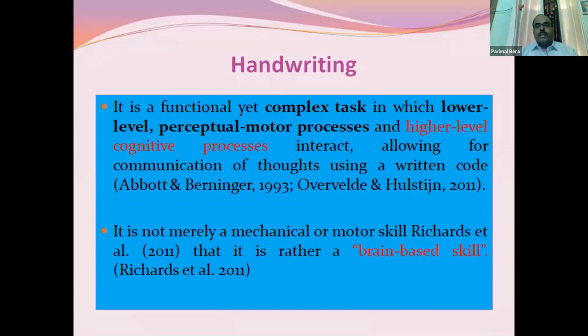When your motor and cognitive processes jointly do something to communicate your thoughts to others, the writing appears, and that's why it is a very complex process. One important thing is that it is not merely a mechanical or motor skill. According to Richard in 2011, in his research, he mentioned that it's a brain-based skill. As I mentioned, the cognitive process involves the brain. So writing is not only a motor process where you write through your muscles; your motor is instructed from your brain.